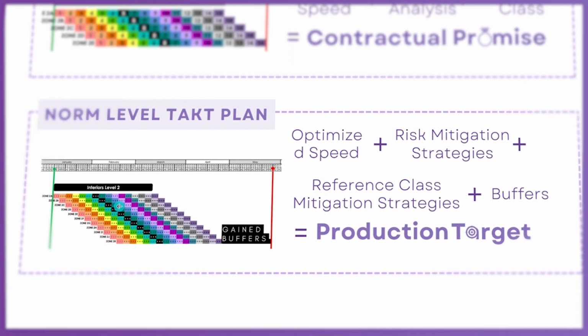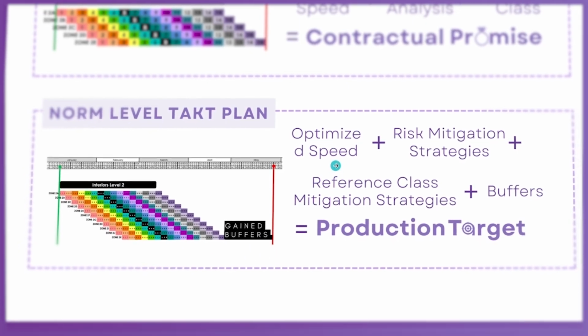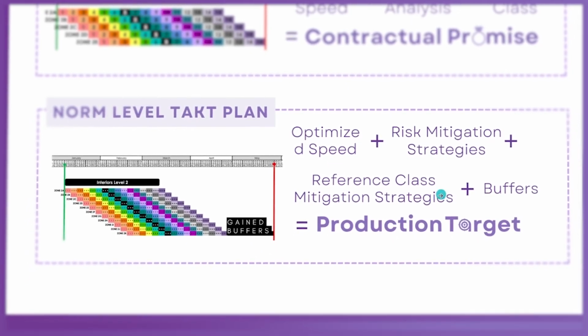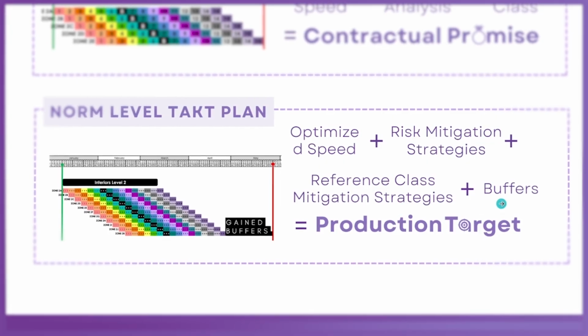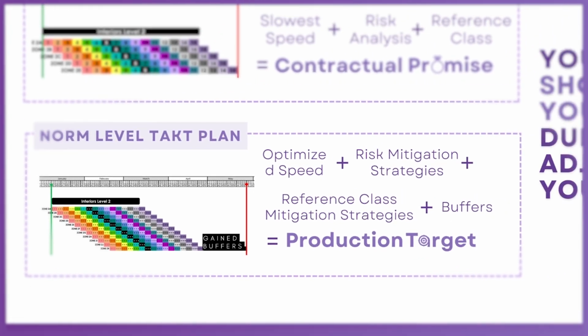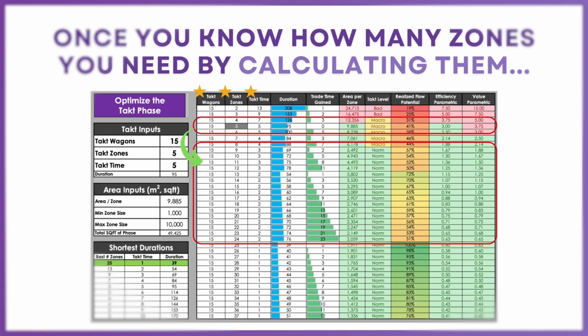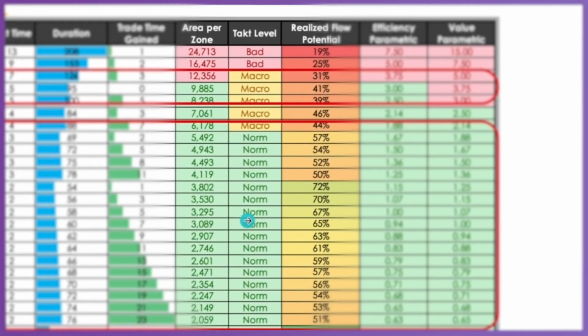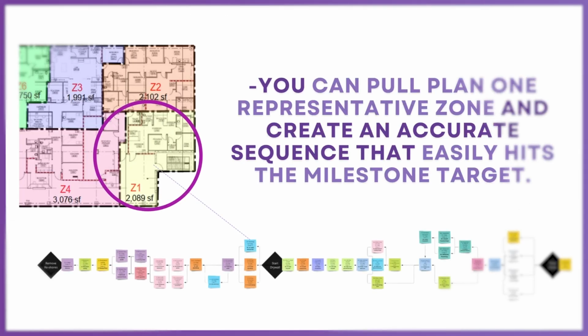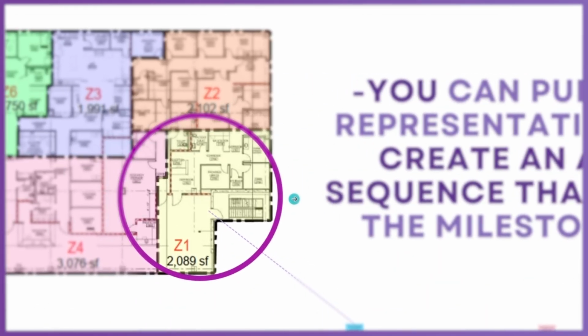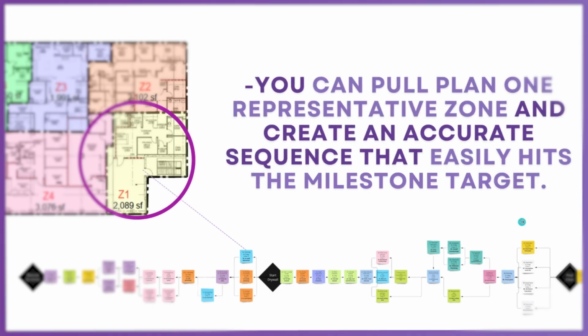And then once we do the norm level takt plan and gain buffers, that's your optimized speed, your risk mitigation strategies, your reference class mitigation strategies, and your buffers. And that equals your production target. So that's really what you want. You want a contractual promise and a production target. We get those by using Kevin Rice's takt calculator, by using the formulas from Marco Binniger and Janos Louis. And what this does is it calculates what our macro range should be and what our norm range should be. And we're able to identify the right zoning and gain those buffers. It's pretty remarkable. Then you pull plan just one representative zone and do your pull plan and your forward and backward paths. It's quite remarkable.